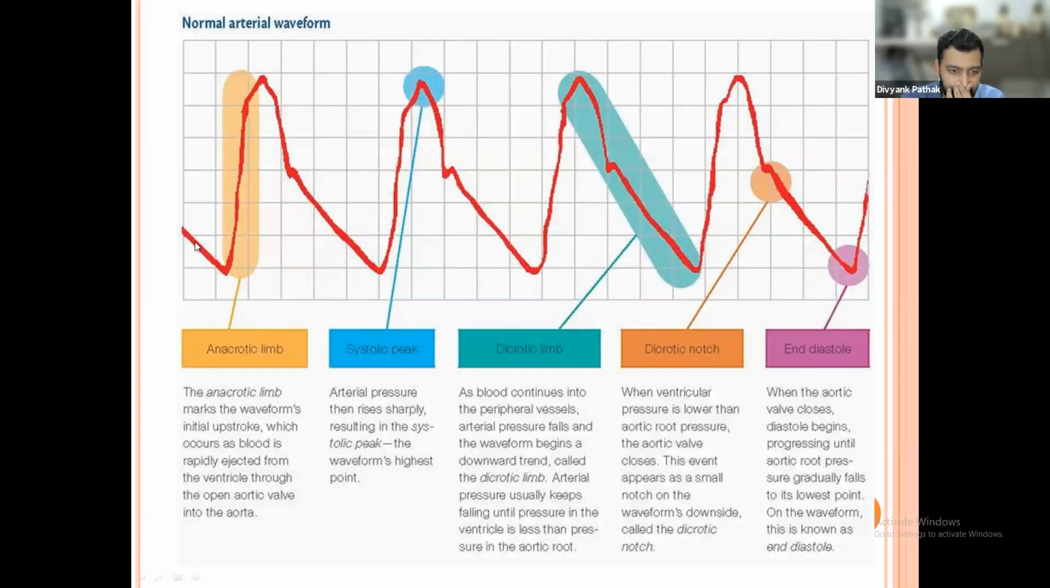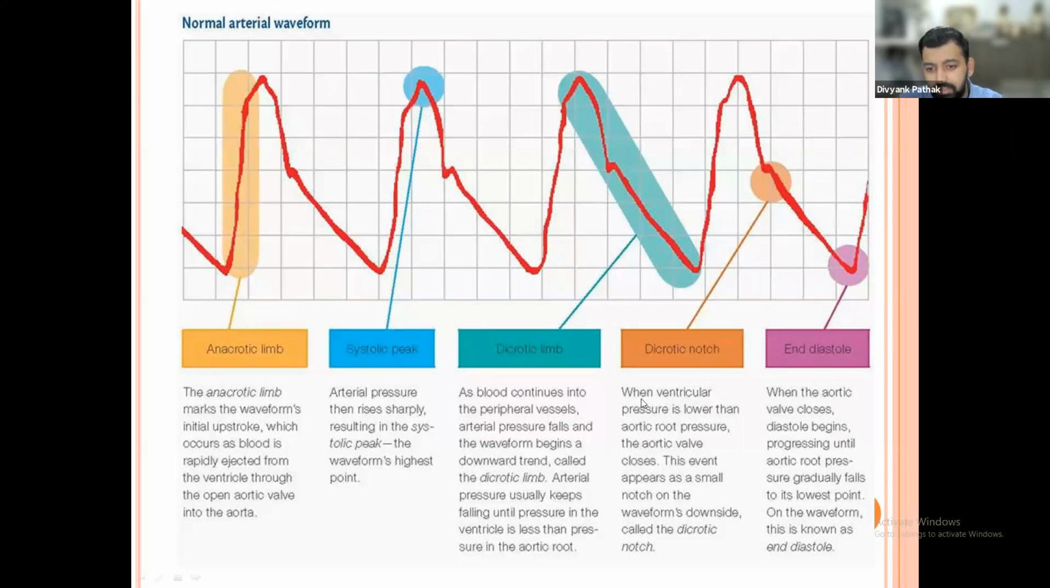So here, this is the anacrotic limb. This is the systolic peak. This is the dicrotic limb. As the blood continues into the peripheral vessels, the arterial pressure falls and the waveform becomes a downtrend, called the dicrotic limb. The arterial pressure usually keeps falling until the pressure in the ventricle is less than the pressure of the aortic root.